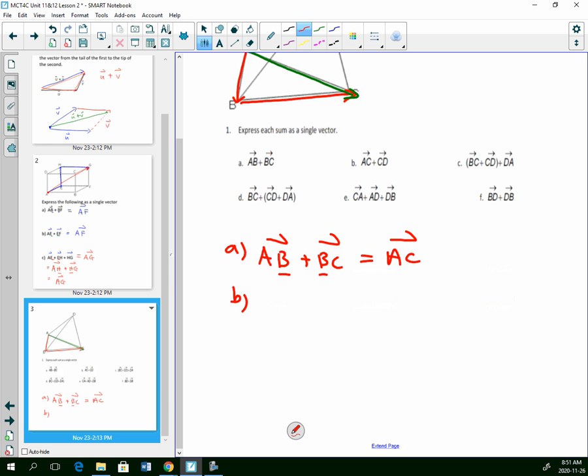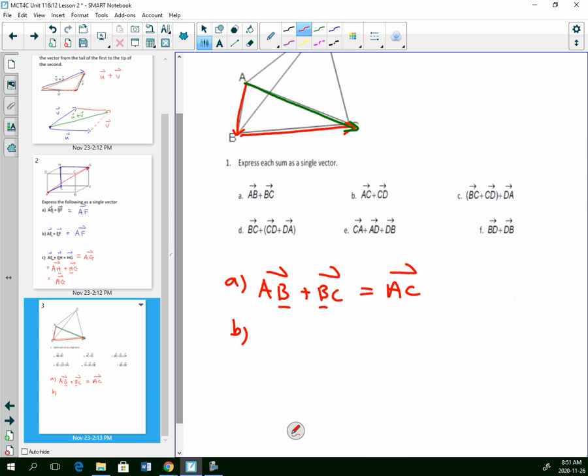B is A to C plus C to D. So just making sure that the tip of A to C matches with the tail of C to D, so that would be A to D.